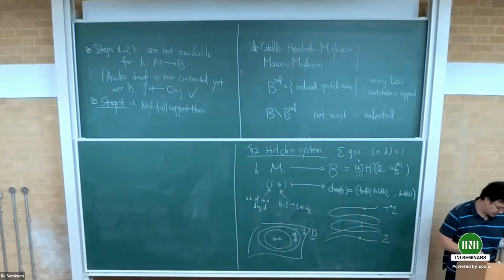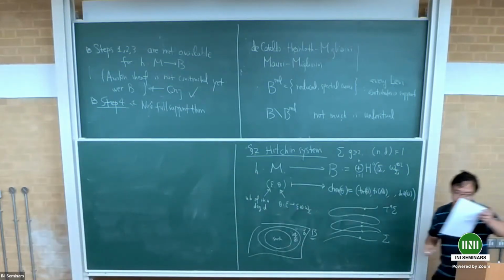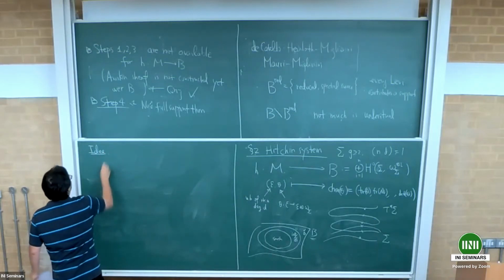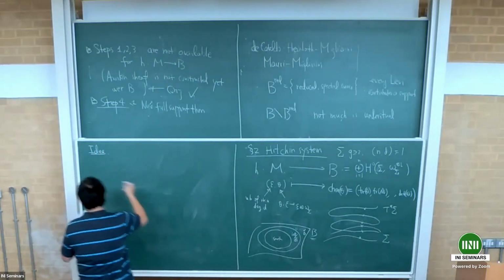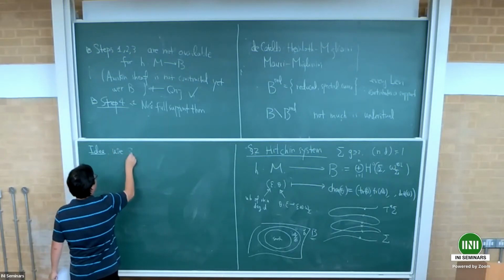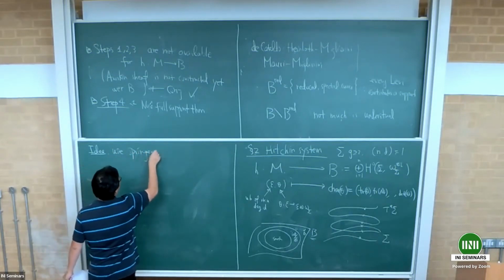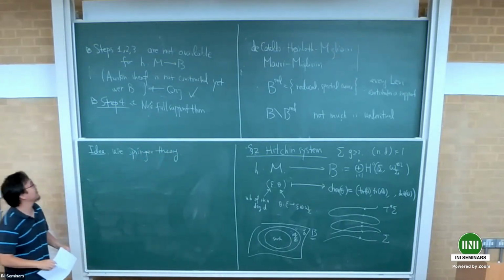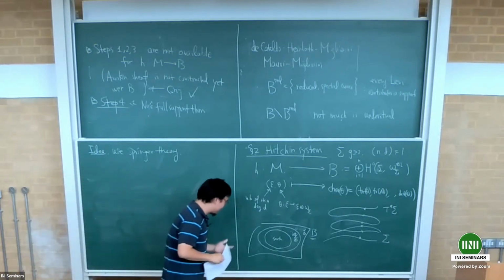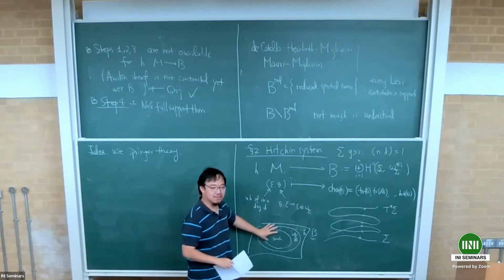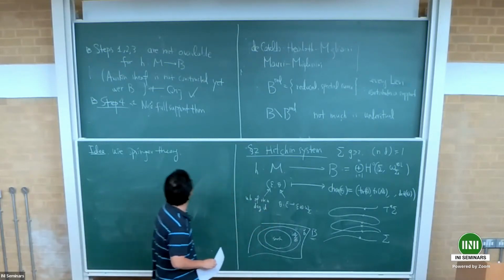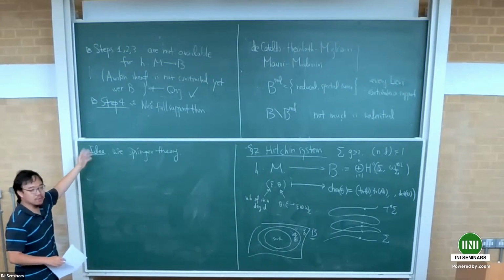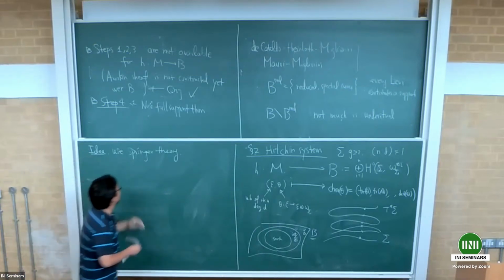Okay, so to deal with this case, the new idea is to use Springer theory. As Michael mentioned yesterday, when people study Higgs moduli, the strategy is to try to avoid talking about the most singular fibers, try as hard as possible to avoid this. And this is one of the ways to avoid doing that.